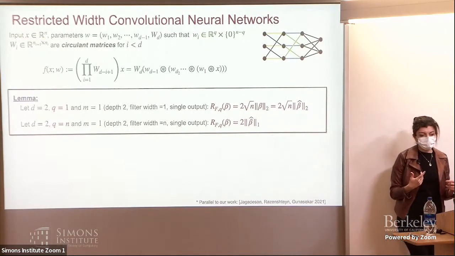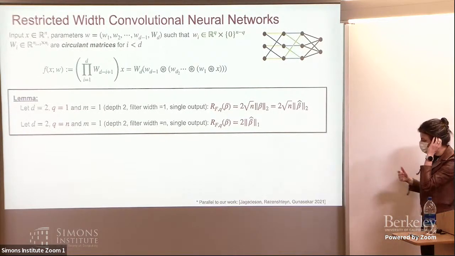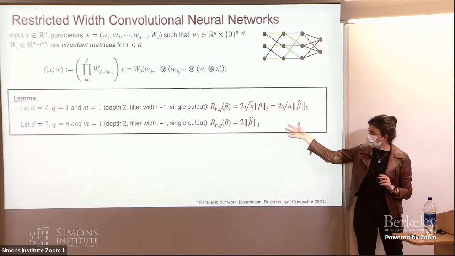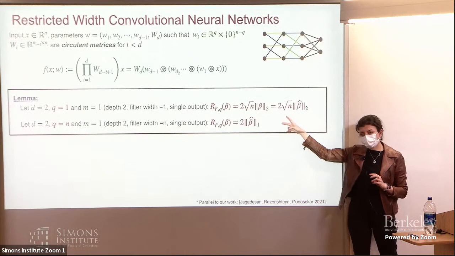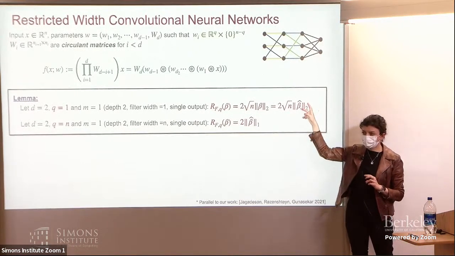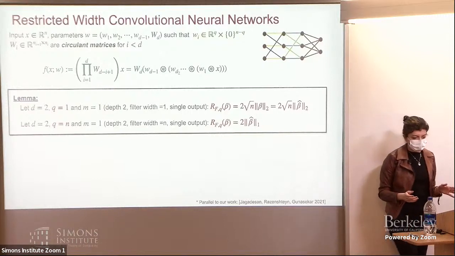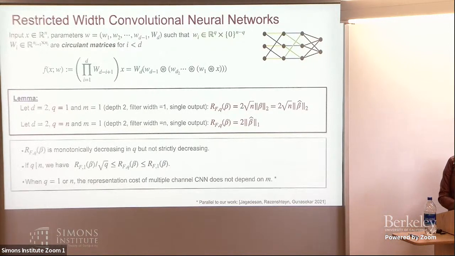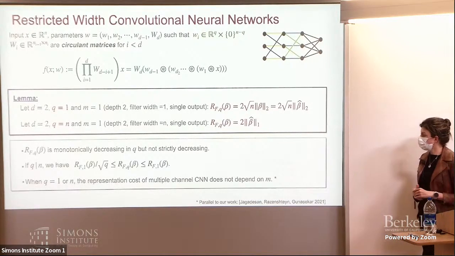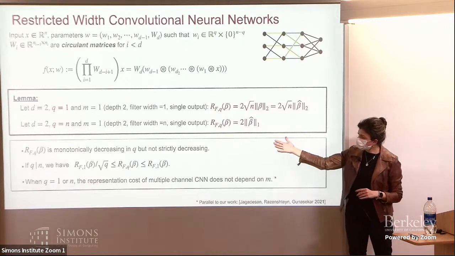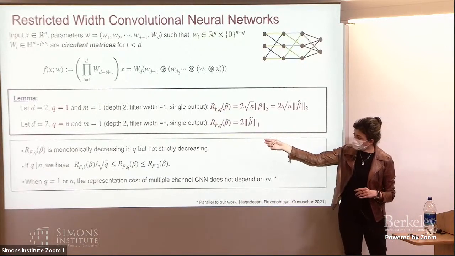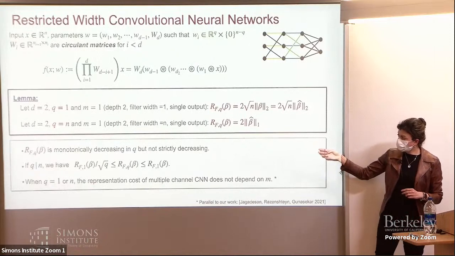And in practice, essentially, for any general Q, the induced complexity is going to be between L1 and L2. So it's going to interpolate these two things, but it's not clear how exactly that happens. We can make some additional observations: clearly the representation cost should be decreasing in Q.